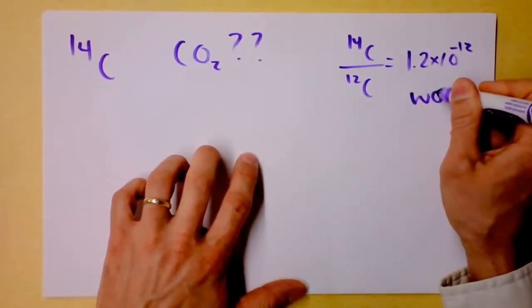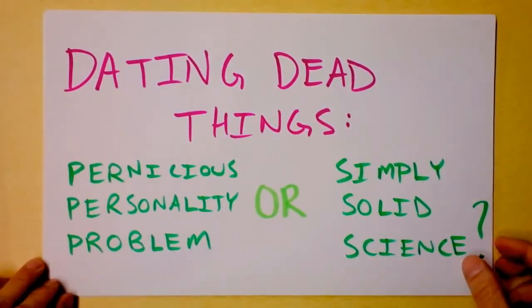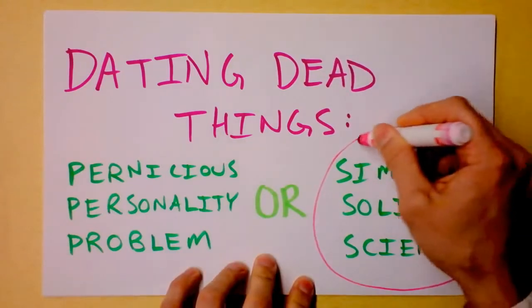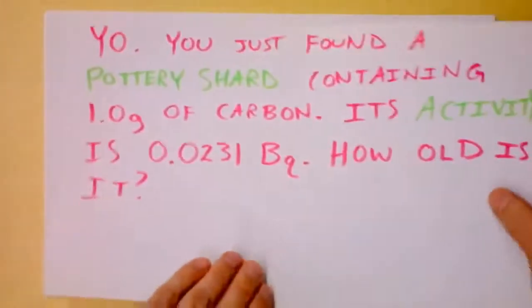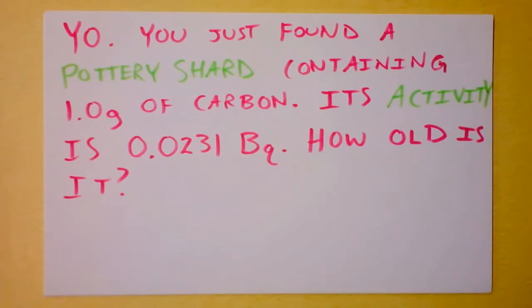Greetings and welcome back to another webisode of Good Idea, Bad Idea. Today we'll be investigating the question of dating dead things. Would you say that dating dead things is a pernicious personality problem or simply solid science? And our expert here today to tell you is Dr. Schuster. Simply solid science, he says. Here's the first question to investigate this issue. You just found a pottery shard and it contains 1 gram.